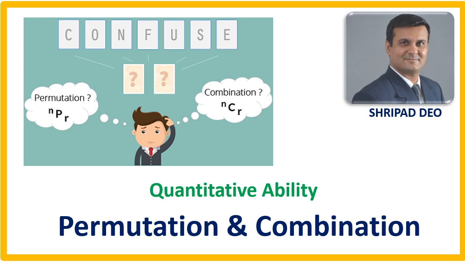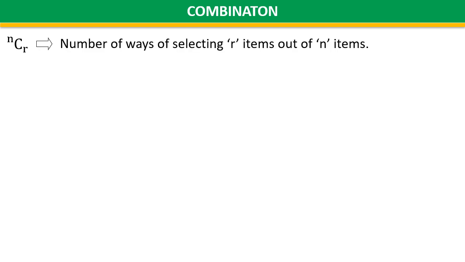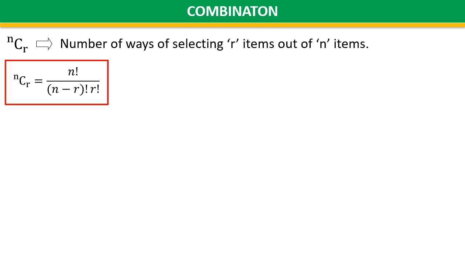Permutation and combination, a topic of quantitative ability. Let us understand what is combination. Combination is denoted by NCR. It means the number of ways of selecting R items out of N items. Mathematically, NCR will be equal to N factorial divided by N minus R factorial into R factorial.